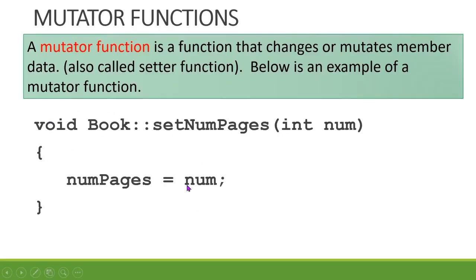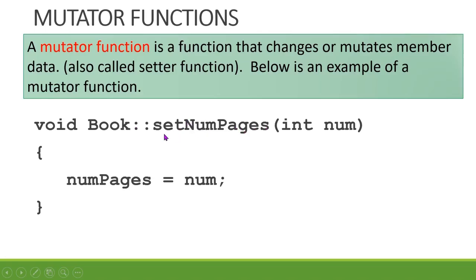Here's an example of a setter function for the book class. A setter function will always be void, and it will always accept data, so it'll always have a parameter. The data type is going to be the exact same data type as the attribute that we're changing. So numPages is one of our attributes, and numPages is an int. The name of the function is important.